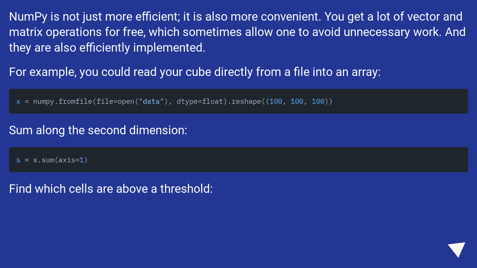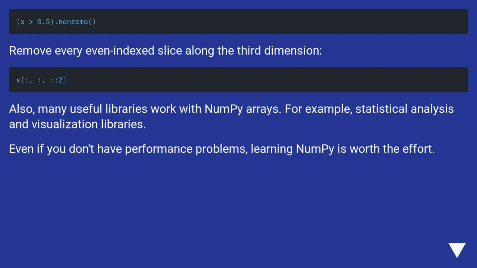Sum along the second dimension. Find which cells are above a threshold. Remove every even index slice along the third dimension.